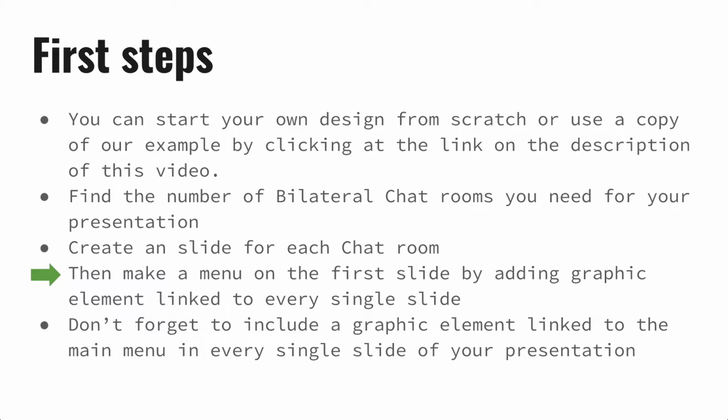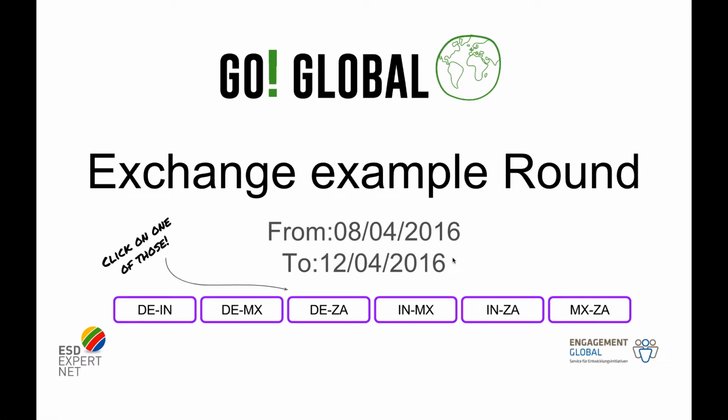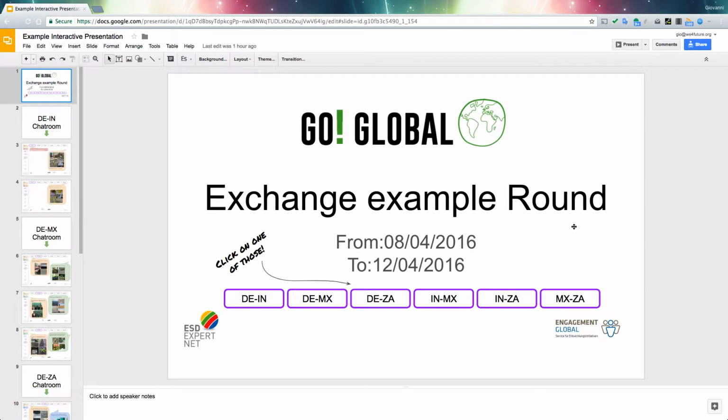And in this menu, you have to add a graphic element in order to link to every single slide for these different chat rooms. And a very important point not to forget is to include also in every single slide a graphic element which is linked to the main menu in order to go to another section of the presentation. I will show you what I mean with these things in our example. Okay, I will go out from the full screen presentation.